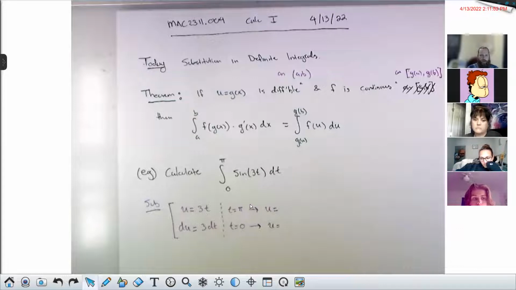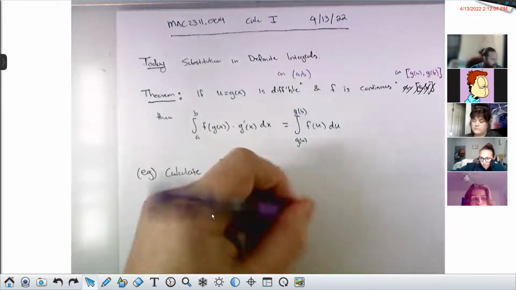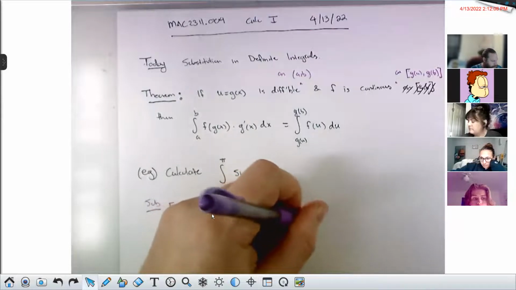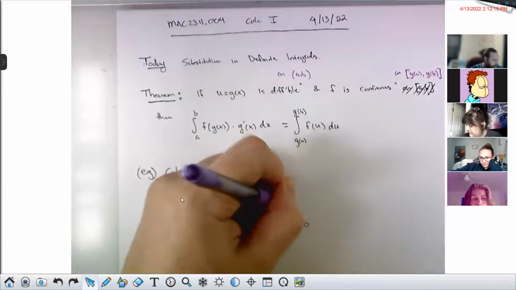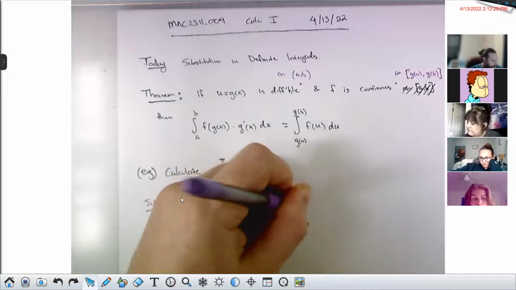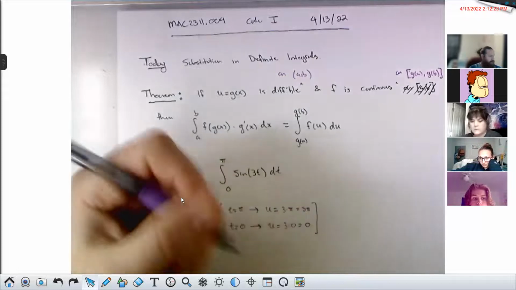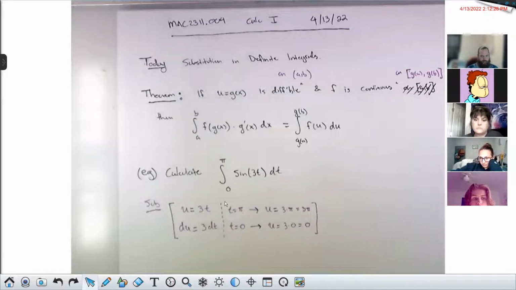U is g of x. The way you get the new bounds is very simple. You plug the old bounds into your substitution. That's it. So when t is equal to 0, what is u? Well, u is 3 times t, so 3 times 0 is 0. When t is equal to pi, what is u? Well, u is 3t, so when t is equal to pi, this is going to be 3 times pi, or just 3 pi. Now this notation is a little cumbersome, so I might truncate it a bit as we move forwards, but this is what's going on.